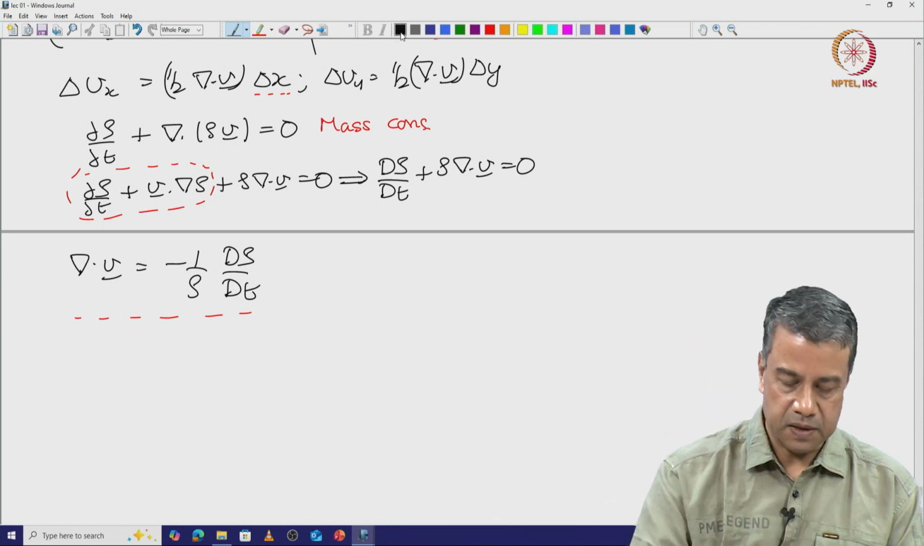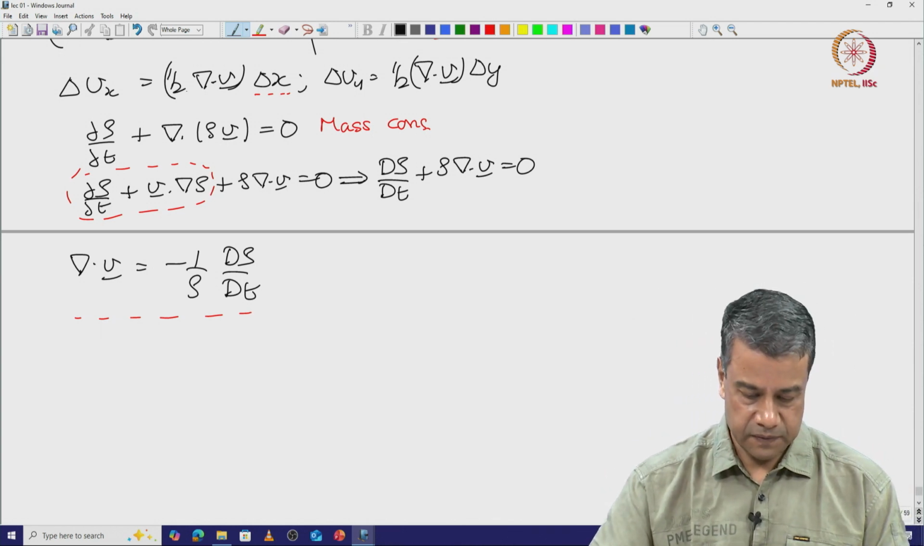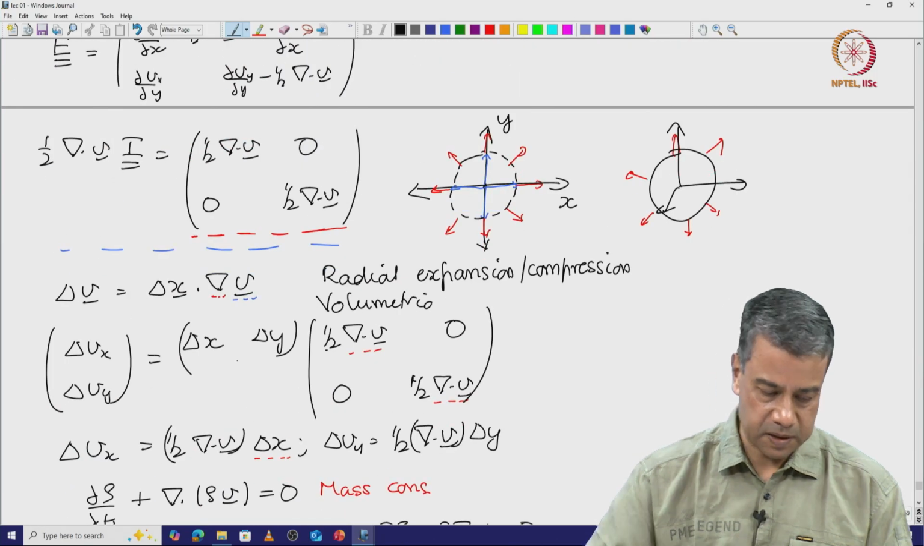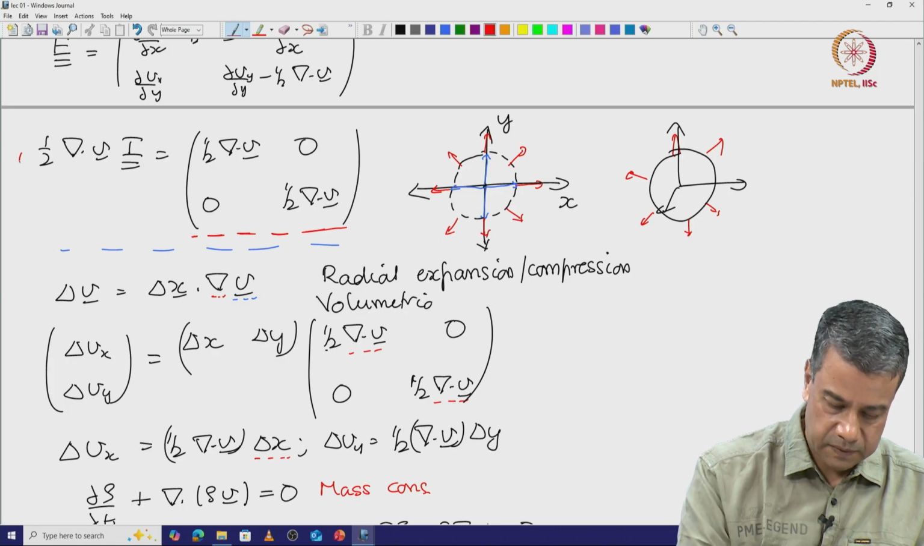Okay. So, that is the first component. And this holds whether it is in 2 dimensions or 3 dimensions. So, this is the first component of the rate of deformation tensor.